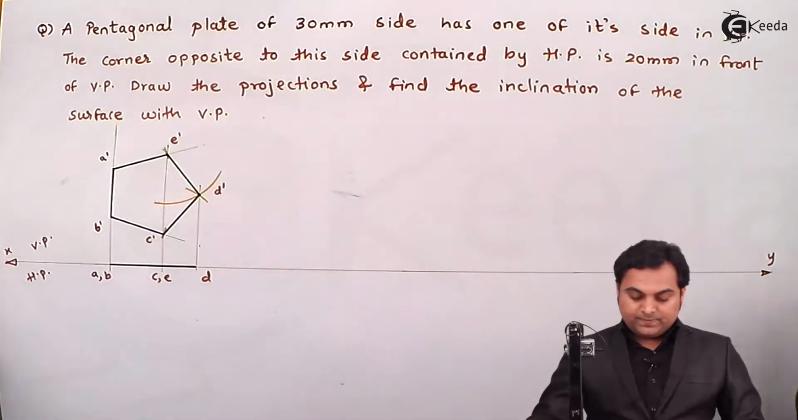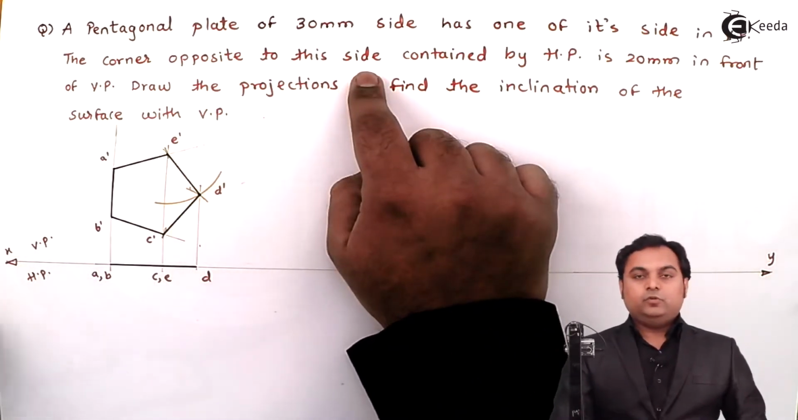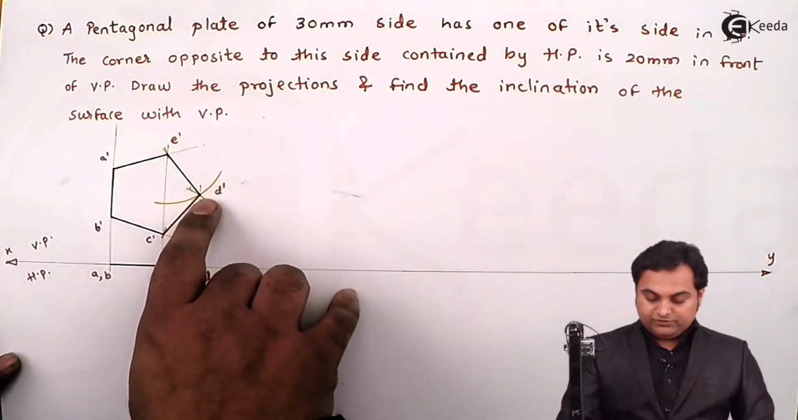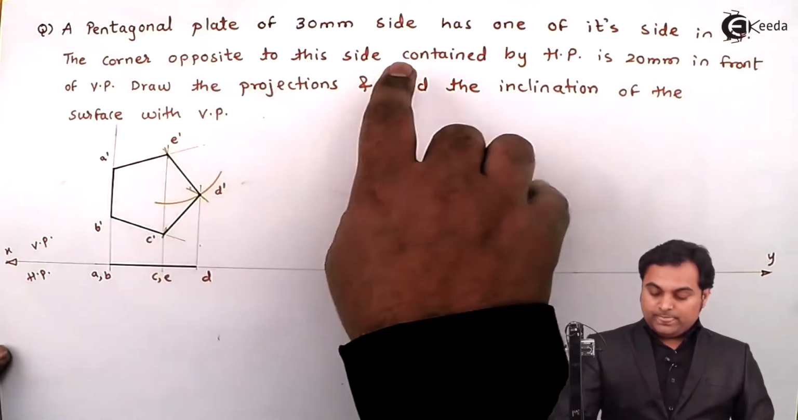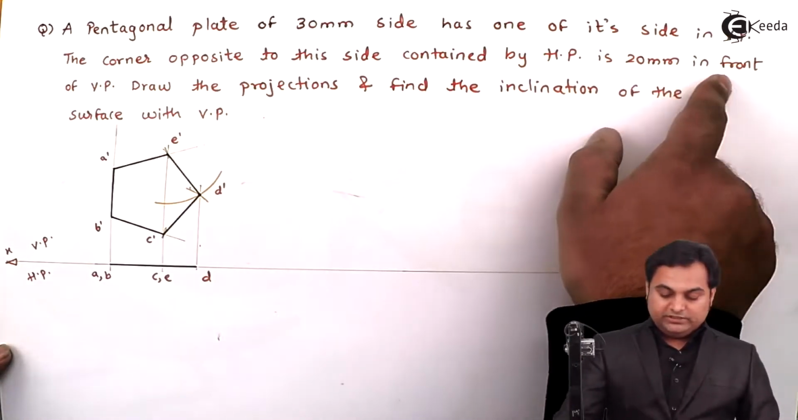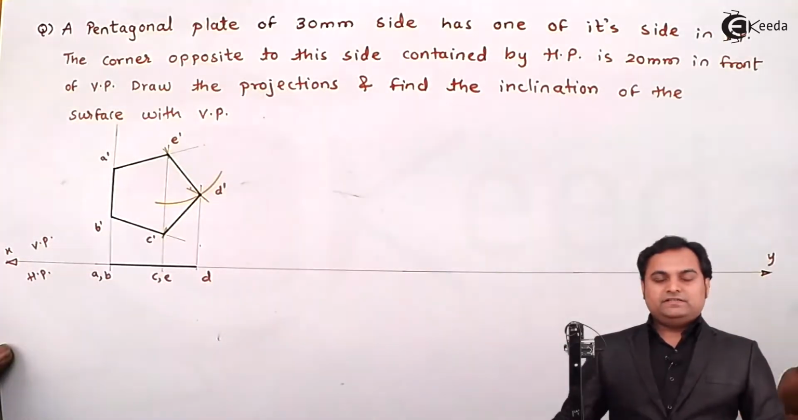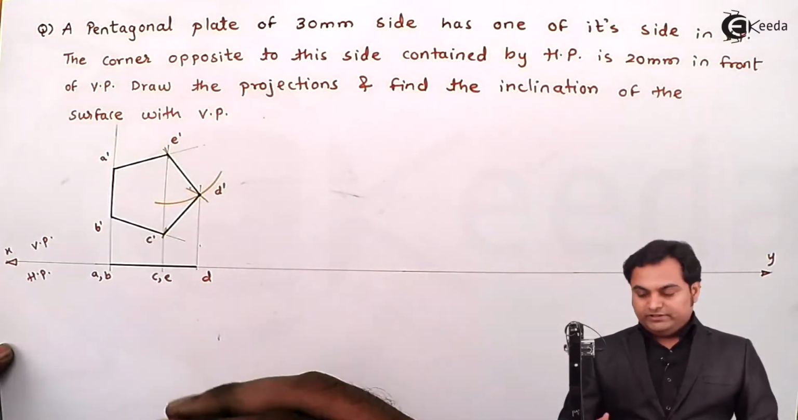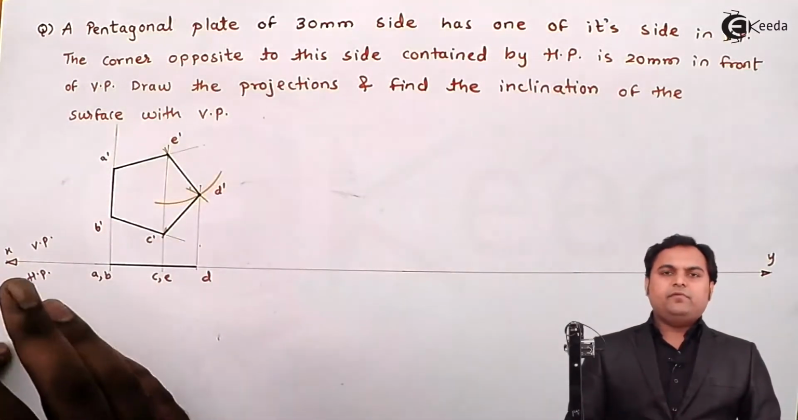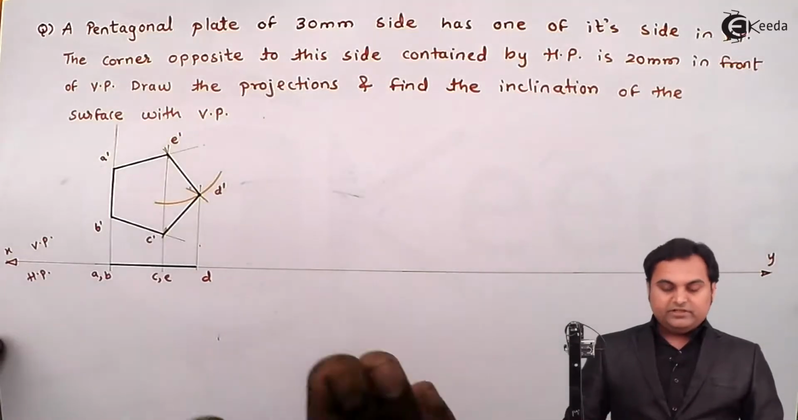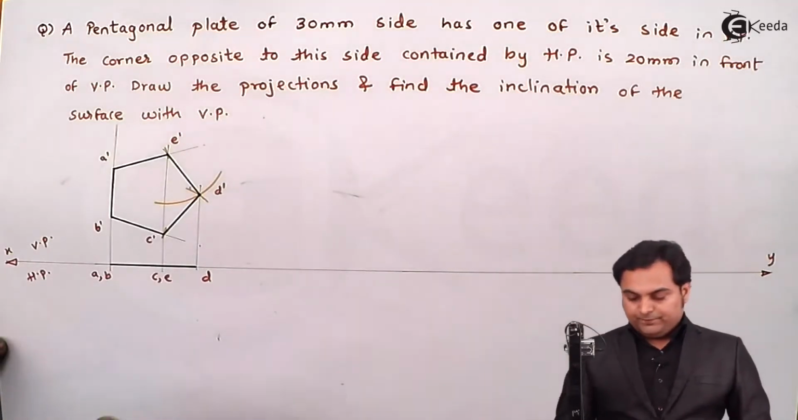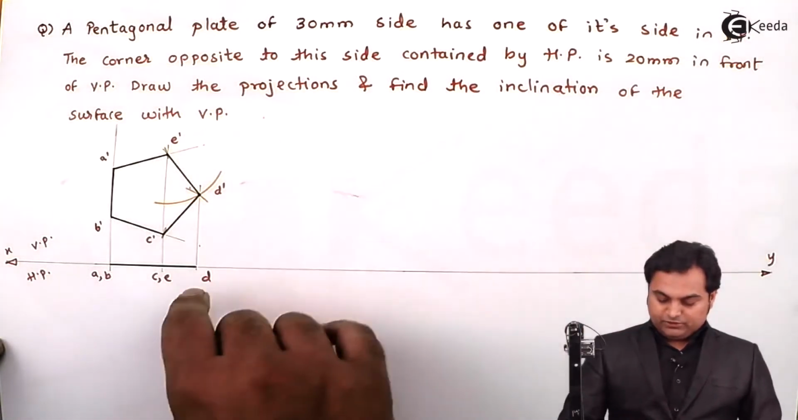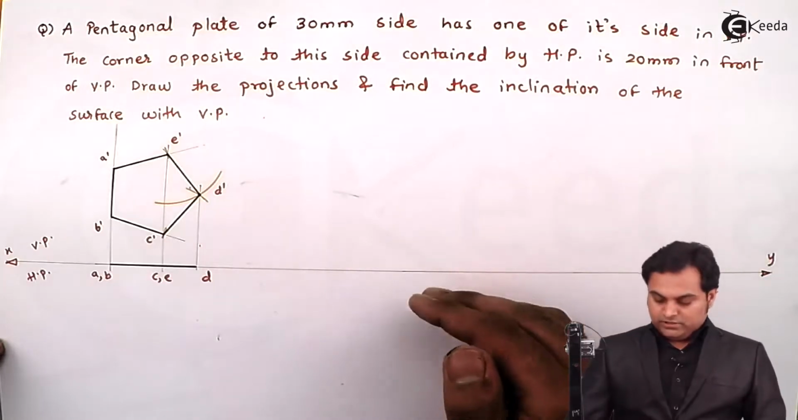The next condition is the corner opposite to this side. Which side? Side A dash B dash on which it is resting. So the corner opposite to it is D dash. Now contained by HP is 20 mm in front of VP. So in the next condition it is given that this point D, which will be in HP, is 20 mm in front of VP. Now 20 mm in front of VP will be visible in HP. It means here in this problem, the inclination of the pentagonal plate is not given, but they have given that point D is 20 mm in front of VP, that will be in HP.